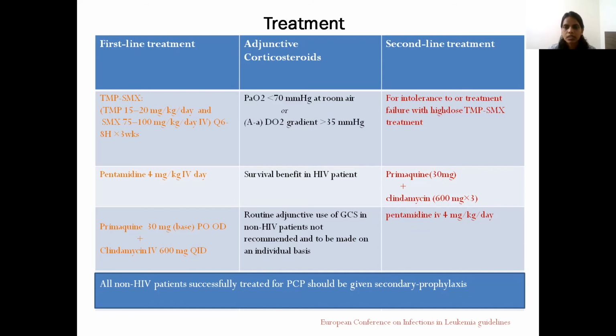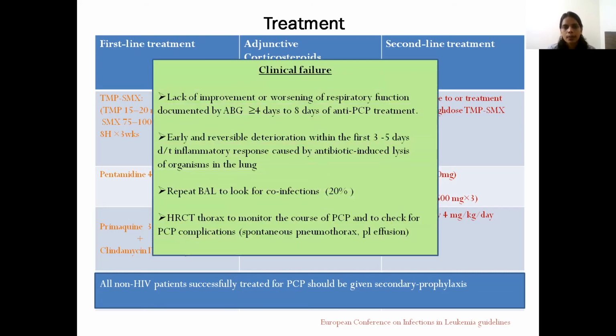Second line treatment is given for intolerance or treatment failure with high dose cotrimoxazole treatment. So what is clinical failure? Clinical failure is when there is lack of improvement or worsening of respiratory function documented by ABG after 4 to 8 days of anti-PCP treatment. In the initial 3 to 5 days, there is early and reversible deterioration due to the inflammatory response caused by antibiotic-induced lysis of the organism in the lung. So if after 4 days there is no improvement, then we can label it as clinical failure.